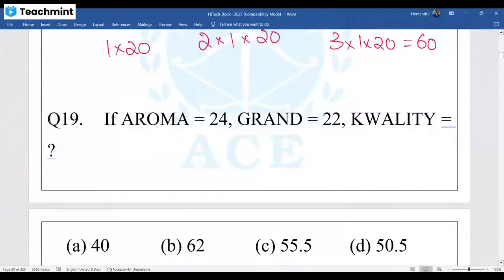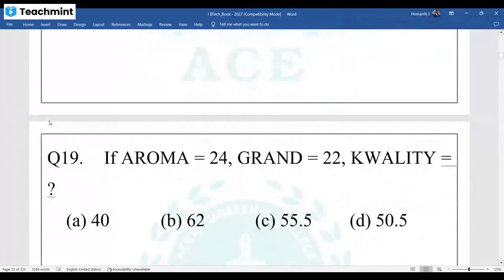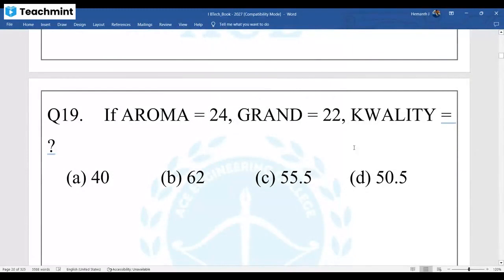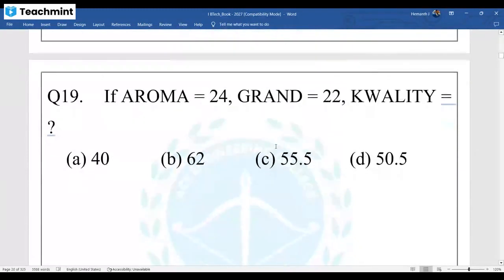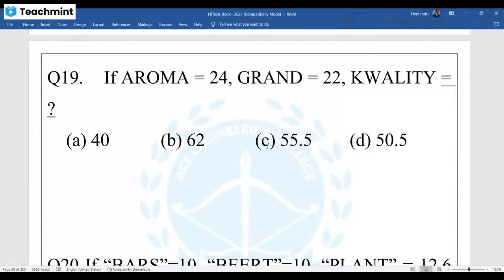Right, so now let's see the next question. Aroma is given as 24, grand is 22, then what about quality? Aroma 24, grand is 22, quality is what? 50.5. If you look into the options, they give some ending with 0.5, right? So far, if it is forward code integers only, reverse code also integers only, addition will give integers, multiplication will give integers. But you got some decimal, that means some division.